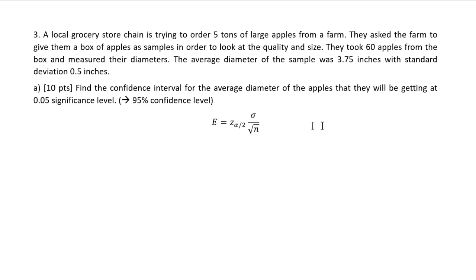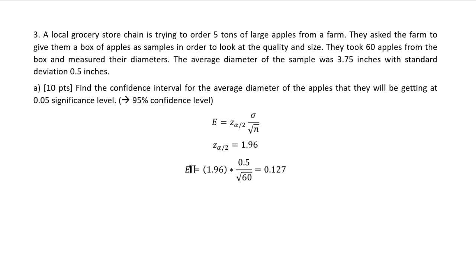If you estimate the population mean to be 3.75, there could be some error, and the margin of error is given by this formula. All right, so for a 95% confidence level, we already know the z critical. It's 1.96. And then sigma is the standard deviation, which is given as 0.5. And n is given as 60 apples, because that's our sample size, right? So we plug in those values, and we get E equals 0.127.